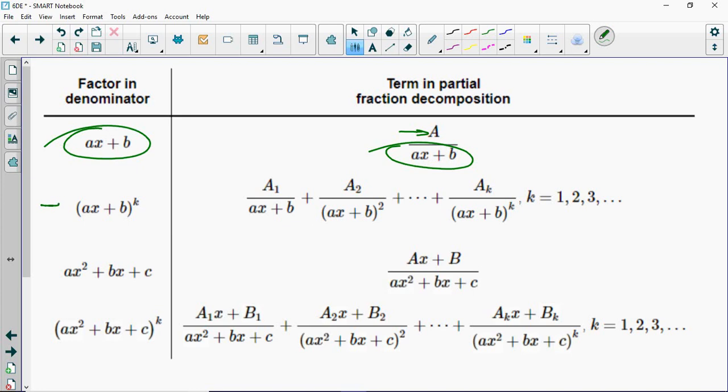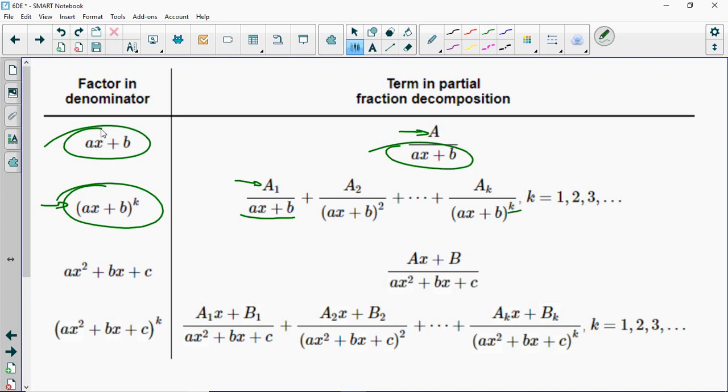But here, we have a linear factor that is repeated some amount of times. The way that that's going to work in our partial fraction decomposition is that, for this particular repeated factor, that's going to correspond to some constant divided by that factor to the first, plus some second constant divided by that factor to the second, all the way up to some constant divided by that factor to the power of k.